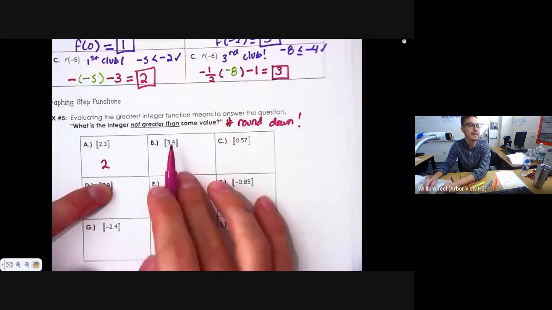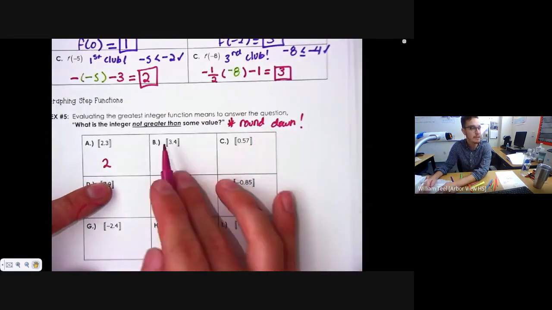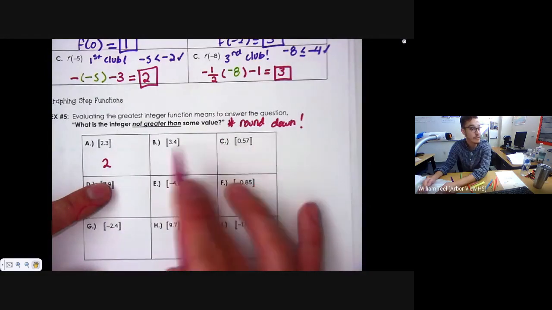Okay, let's look at part B. What is the greatest integer of 3.4? Again, we are always rounding down because we're trying to find what integer is not greater than 3.4.